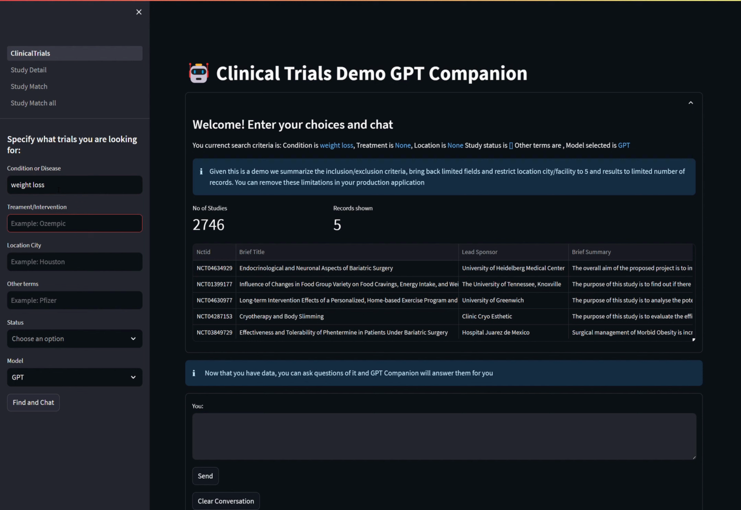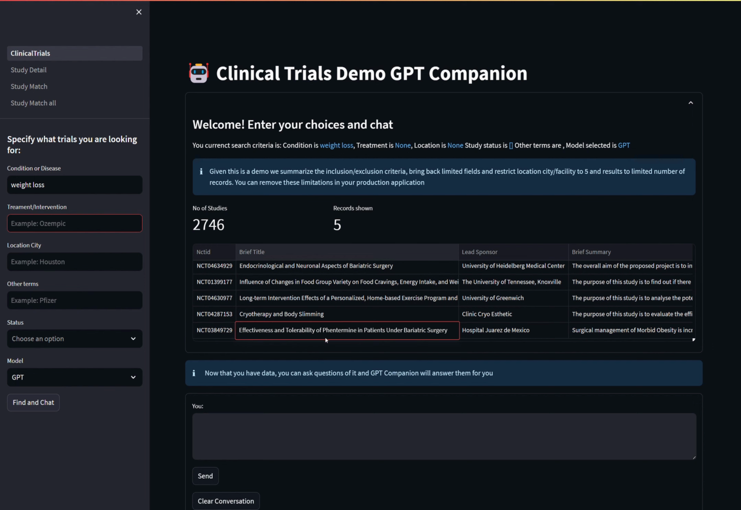So this is real-time information. These are actual studies that are in ClinicalTrials.gov. The one thing I do, since this is a demo, is there are over 2,700 studies that just meet the weight loss keyword for condition or disease. But given this is a demo, I only pull in the first 5 and show the first 5.